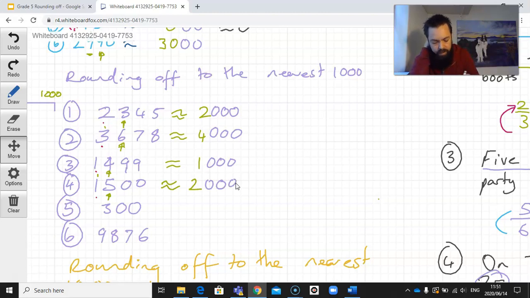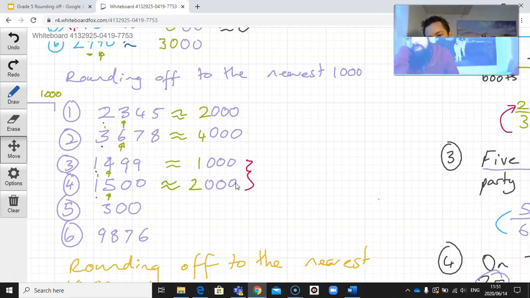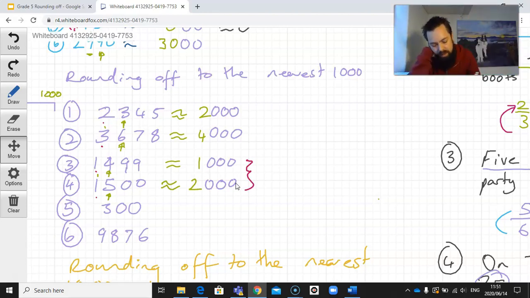So this is where there are times when you round off that it can take you quite far away from where the answer is. So you can see there was only one difference between 1,499 and 1,500, but the difference when you round it off is quite big. But that is not incorrect. It's still the way that we round off. Just bear in mind that it can create a bit of a difference when it comes to the answer.